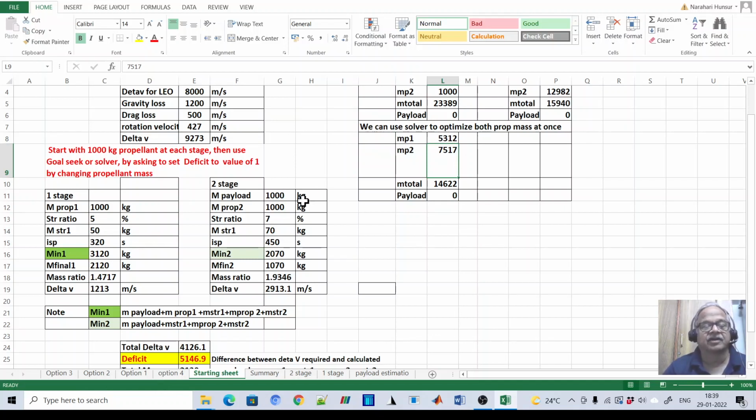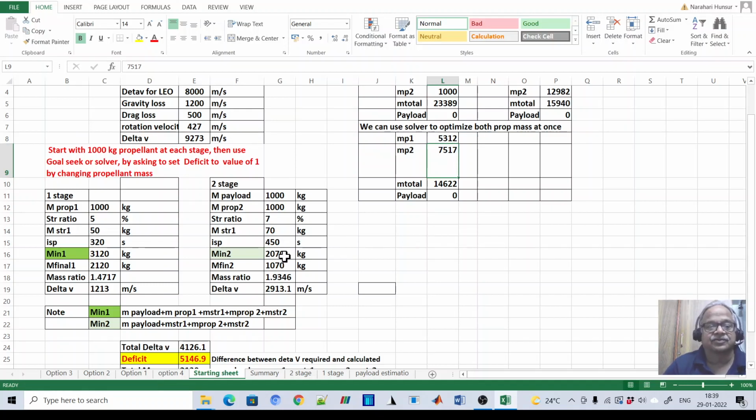Okay, similarly for the second stage, the mass of the propellant, as I said, I have started with 1000. The structure ratio is 7%, so that will be 70 kgs added to that. ISP in this case is higher, 450. Now, the initial mass of this needs a little bit of explanation. That's what I've done here. This, of course, still has the payload, the structure mass of the first stage, the propellant mass of the second stage, and the structure mass of the second stage. Okay, so this is what it will be.